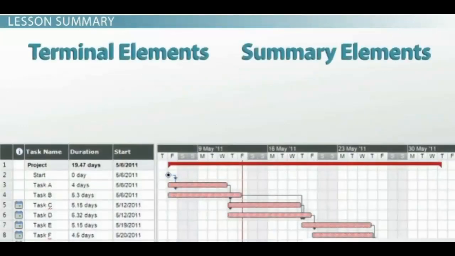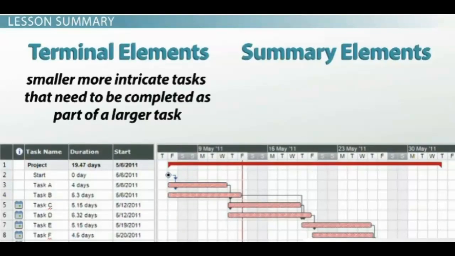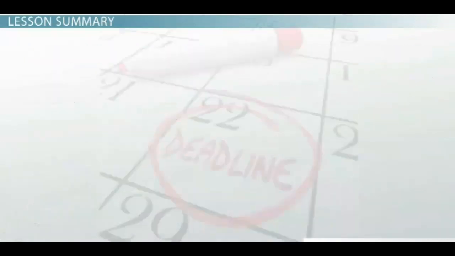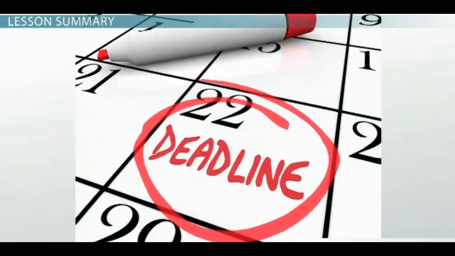A terminal element is one of the smaller, more intricate tasks that need to be completed as a part of the larger task. A summary element is made up of terminal elements to form the larger task. The information that is depicted on the Gantt chart allows others to understand the individual work tasks and their due dates within the greater project deadline.